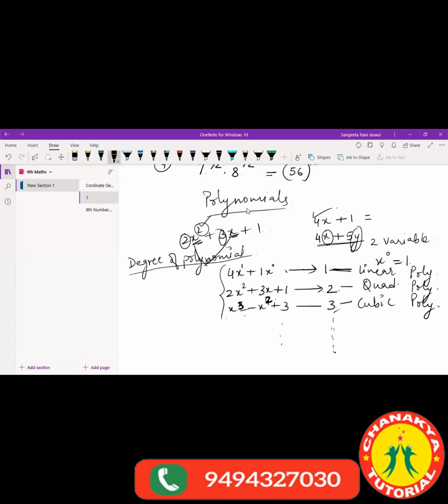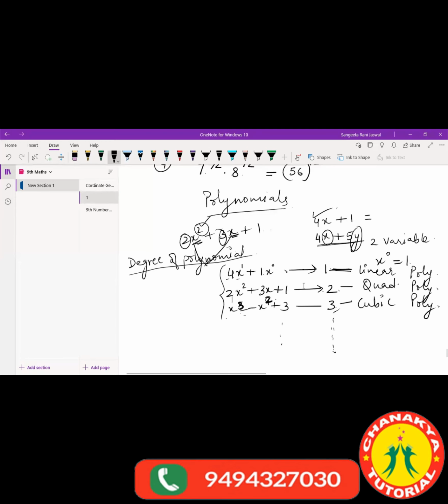Polynomial में वैसे ये होता है कि how many terms are there? Any expression with one term is called monomial. Any expression with two terms, we call it binomial. Any expression with three terms is called trinomial. Then so on. If you have multiple terms, you call it polynomial. I hope you have understood till here. Yes, ma'am. Great.